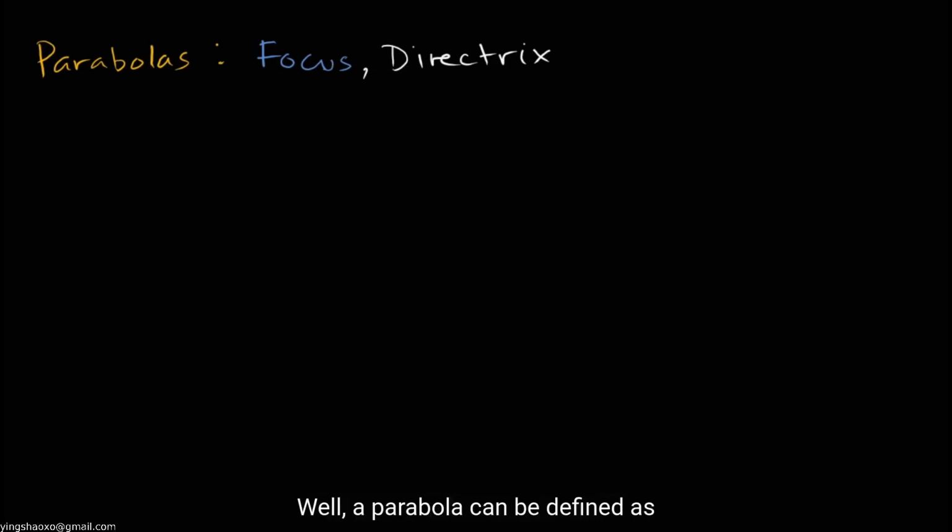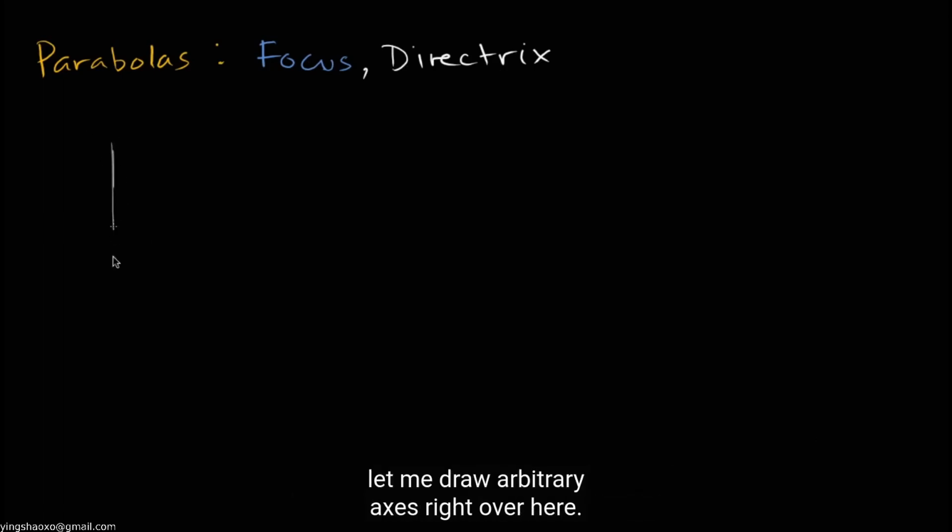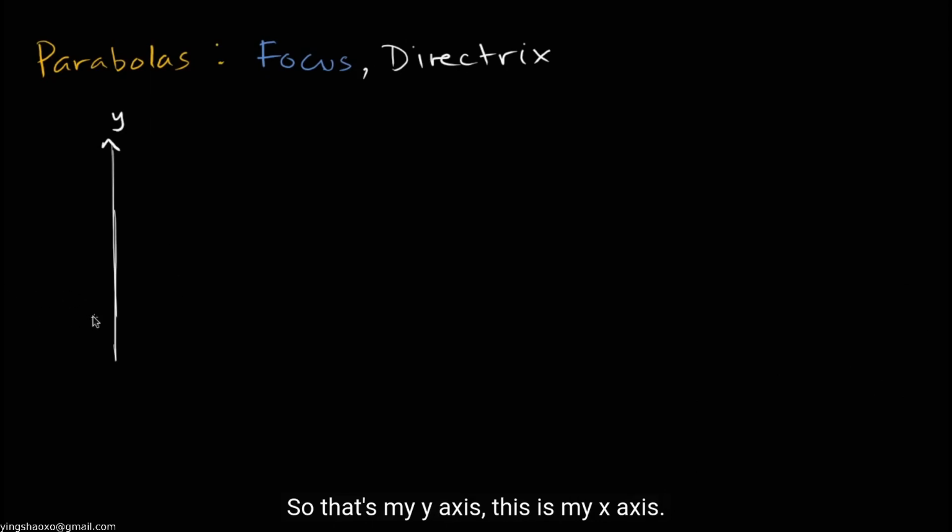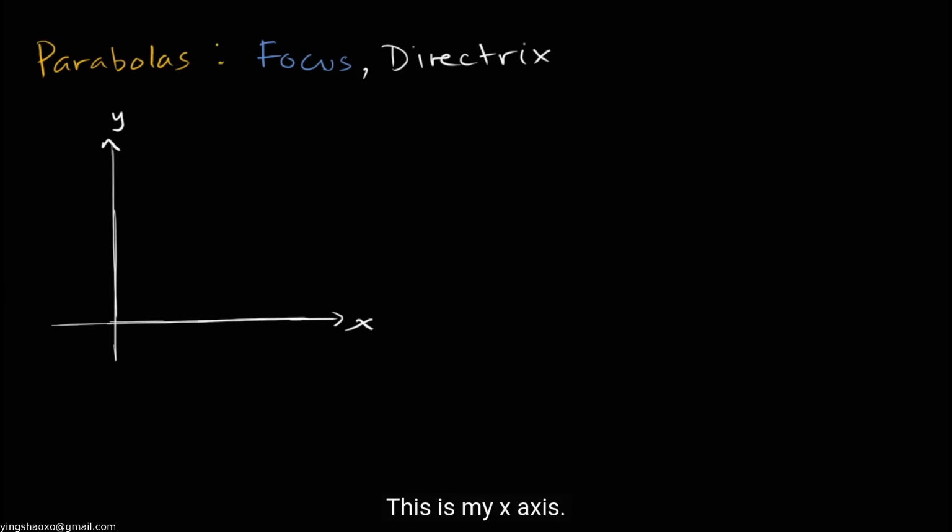Well, a parabola can be defined as the set of all points. Let me draw an arbitrary axis right over here. So that's my y-axis. This is my x-axis. And so a parabola can be defined as the set of all points that are equidistant to a point and a line. And that point is the focus of that parabola, and that line is the directrix of the parabola.